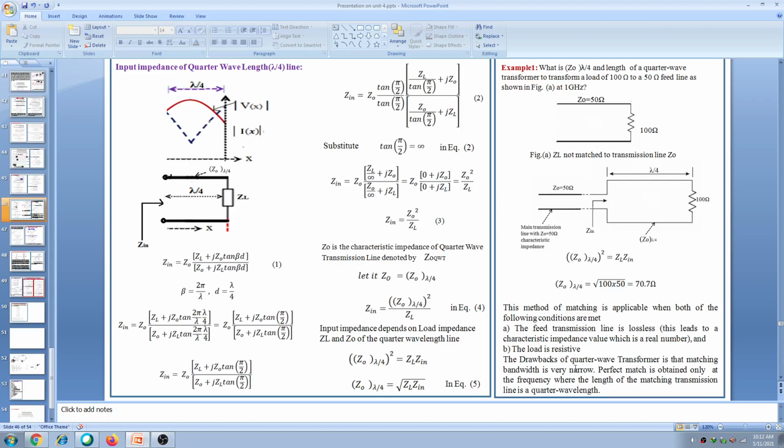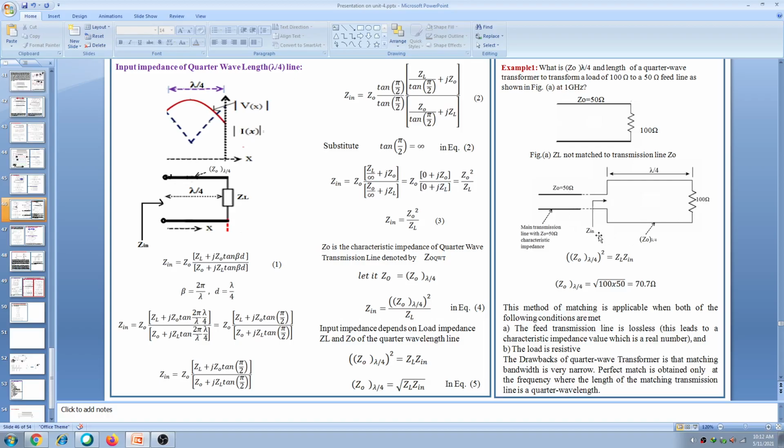One more drawback of the quarter wave transformer is that the matching bandwidth is very narrow. Here the bandwidth of this is very narrow. A perfect match is obtained only at the frequency where the length of the matching transmission line is a quarter wavelength. So what I said here, impedance matching will happen. This Zin is equal to 50 ohm. That is needed. We designed it so that this Zin should be equal to this.